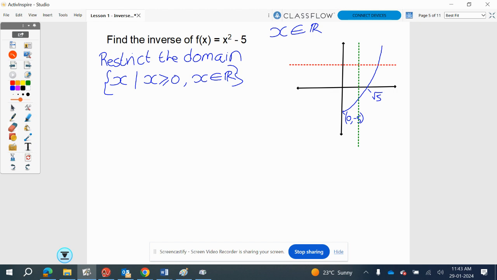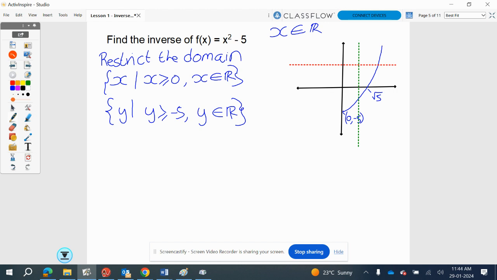So now with the domain restricted, what is the range? Y is greater than or equal to -5, and y is a real number. That's the range. So we switch the domain and range.